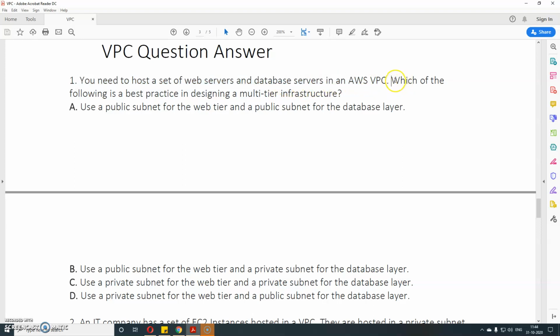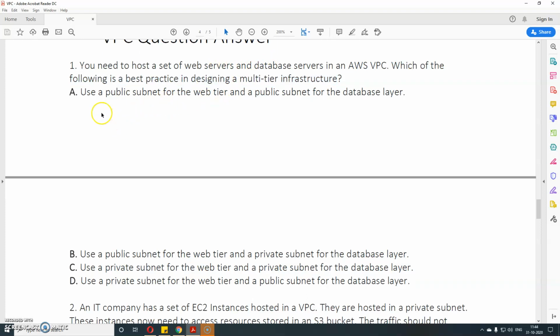Now what they're asking, which of the following is the best practice design in multi-tier architecture. Multi-tier means you have multiple tiers. One tier for web server, tier means a set of servers, right? And one tier should be the database servers. Now let's assume you have two EC2 instances, one for web server, one for database servers. Now let's see the options.